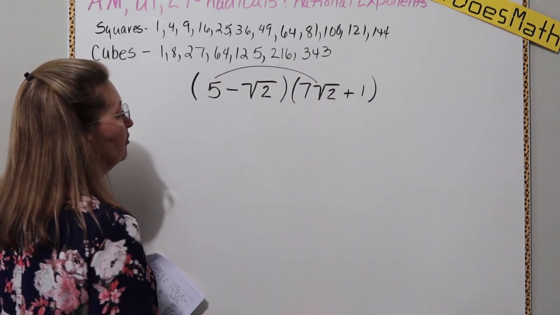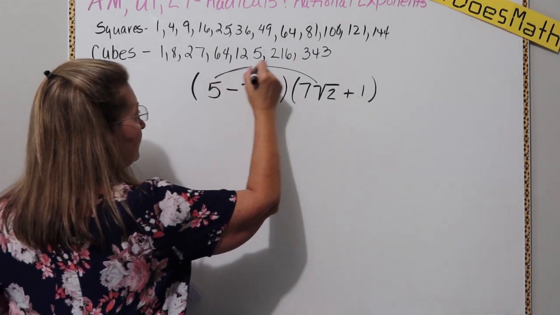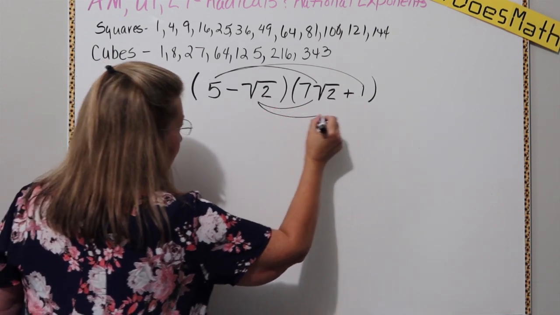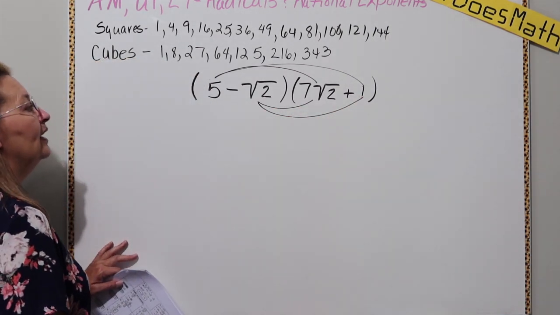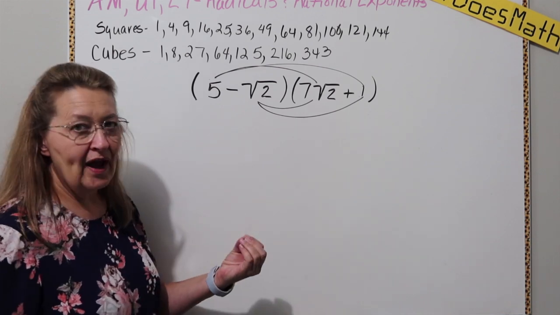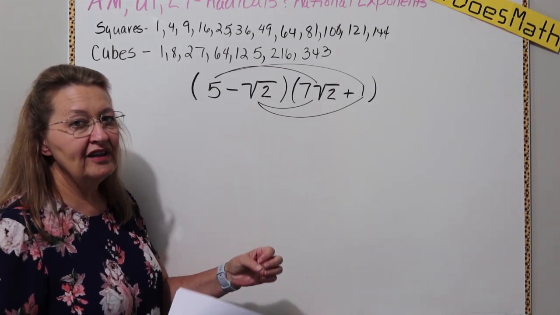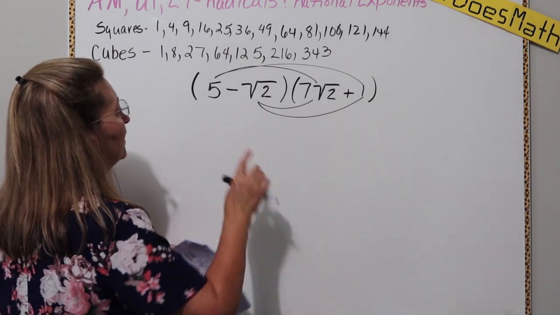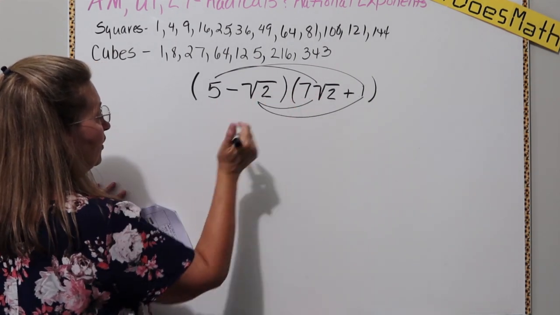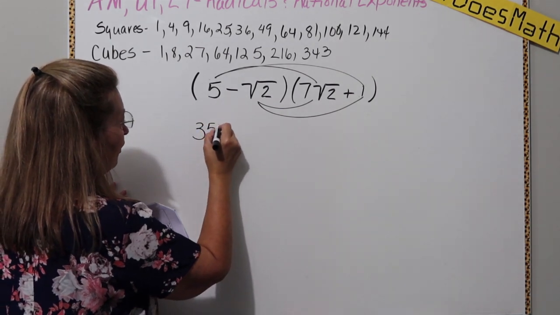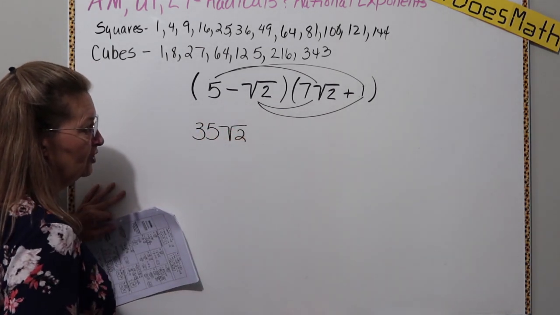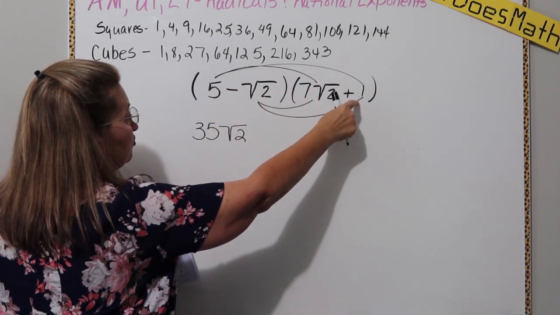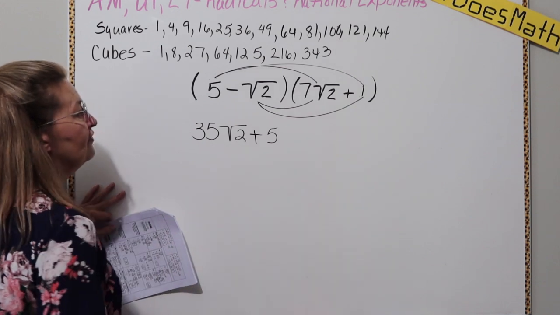But you need to be sure that you multiply the first one times the first, the first one times the second, this second one times the first, second times second. So now everything that is outside of a radical can be multiplied together. Everything that is under a radical, as long as it has the same index, can be multiplied together. So 5 times 7 square root of 2 is going to give you 35 square root of 2. I just multiplied the 5 times the 7. Alright, 5 times 1 is just 5.